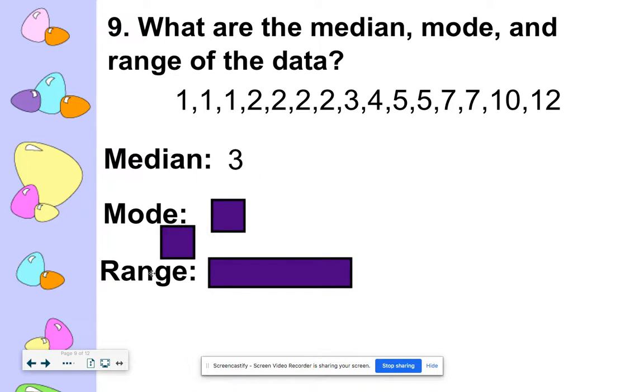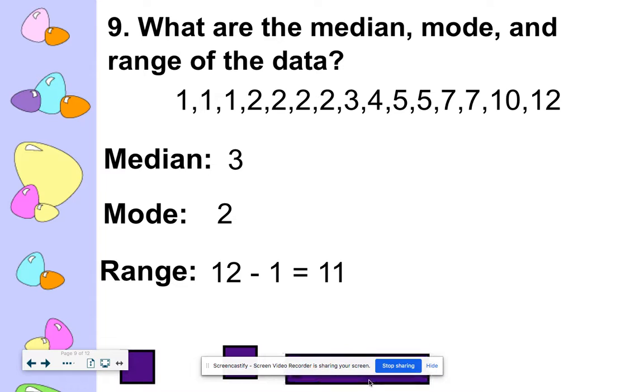The median value is 3. The mode is 2. And your range is 11.